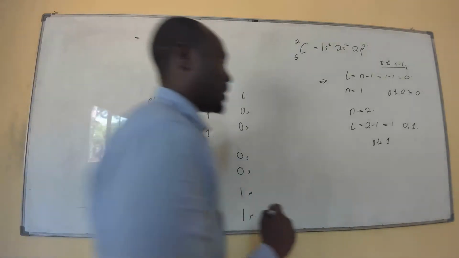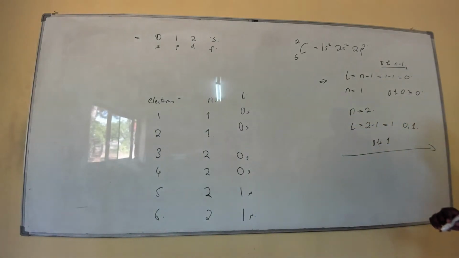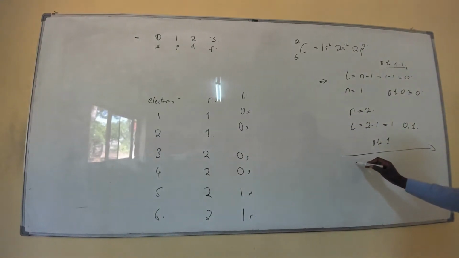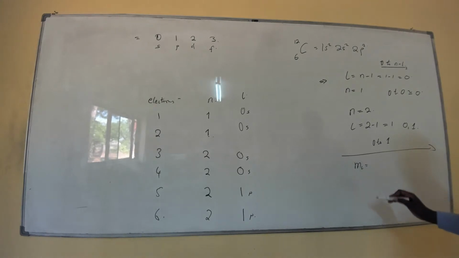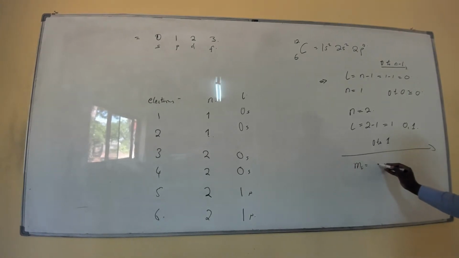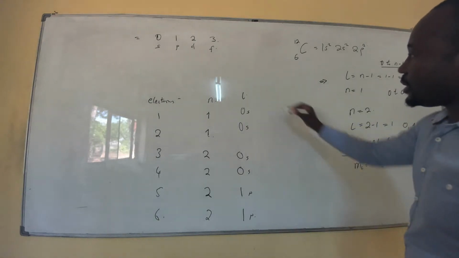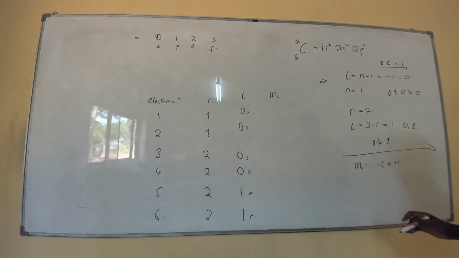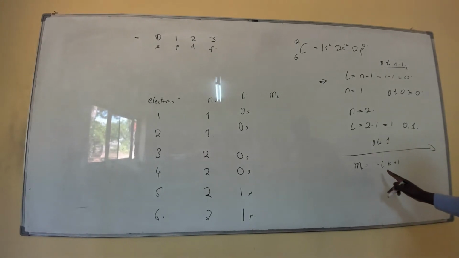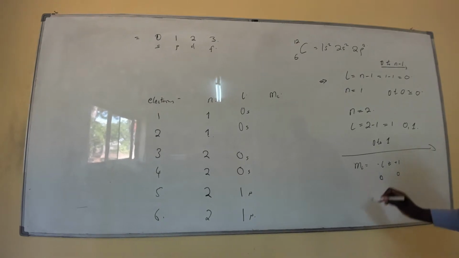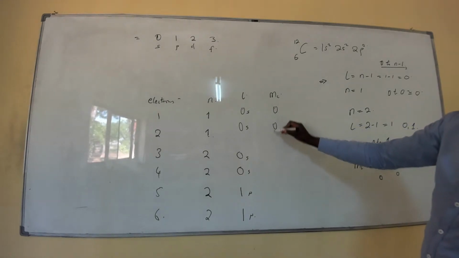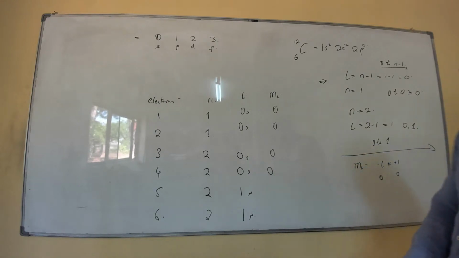Then we go to the magnetic quantum number. The magnetic quantum number, ML, is equal to minus L to plus L. So it's more or less like a number line. For the first one, we go to ML. For the first one, what we get is that L is 0, so in short here you have 0, 0, 0, and 0.